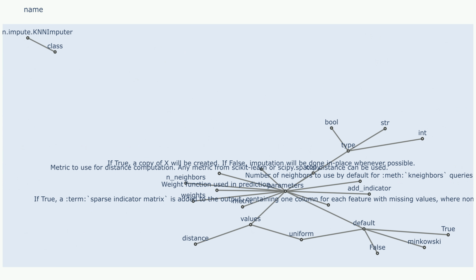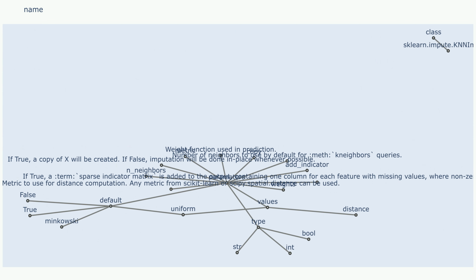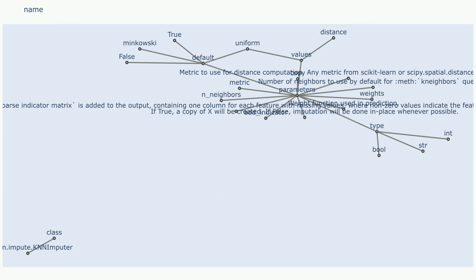Metric, str, determines the distance metric used to measure similarity between data points. Common options include: nan_euclidean, which handles missing values in the distance calculation. Manhattan uses the Manhattan distance, the sum of absolute differences. Copy, bool, specifies whether to create a copy of the input data before imputation. Setting it to true is recommended to avoid modifying the original data.